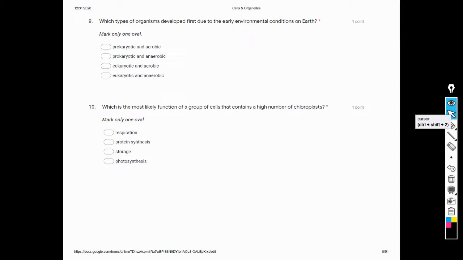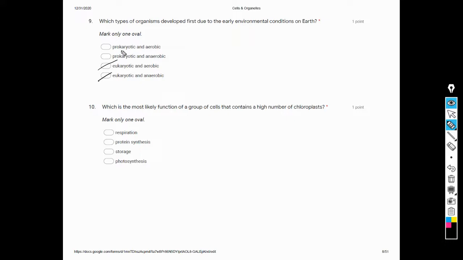Number 9, which type of organisms developed first due to early environmental conditions on Earth? So this is a cell question and also an evolution question. And so if we're looking at things in terms of evolution, we tend to think about the more simple organisms coming first. And so in this particular question, we could go ahead and eliminate our eukaryotic answer choices, because eukaryotic cells came after prokaryotic cells and are more complex.